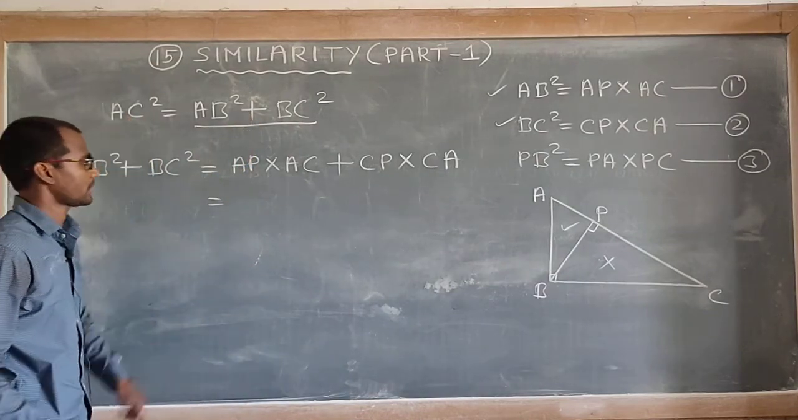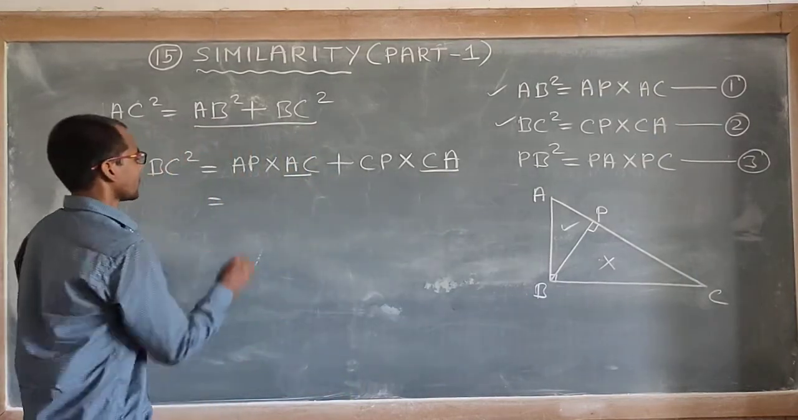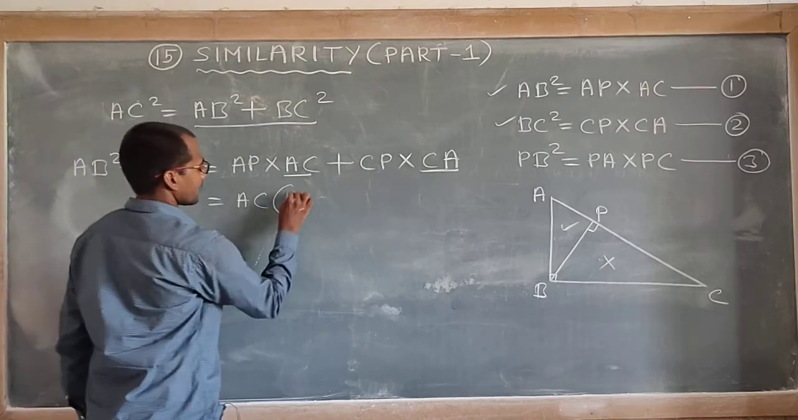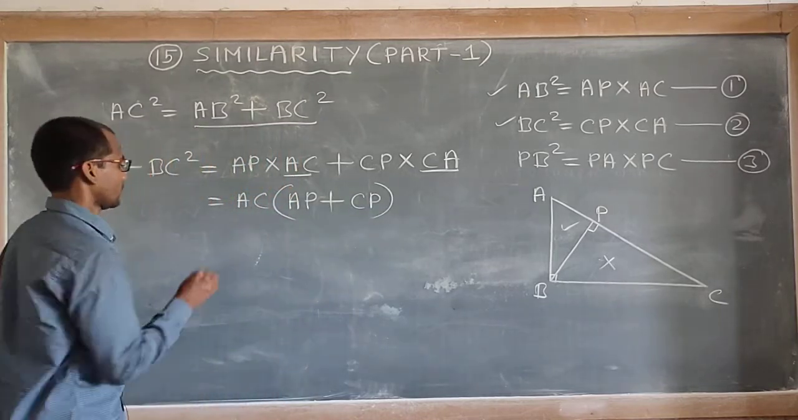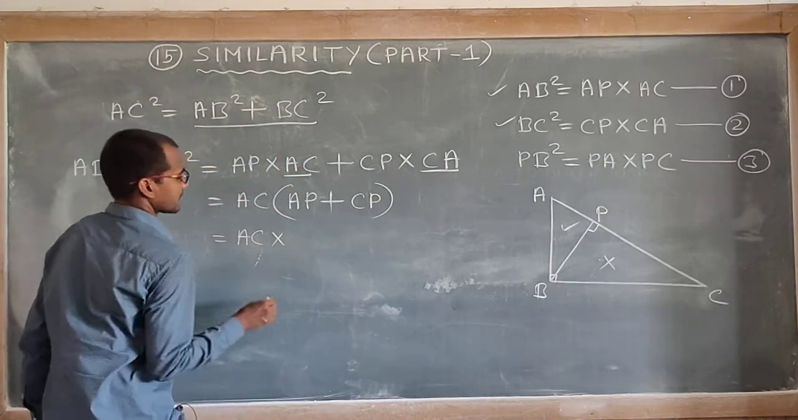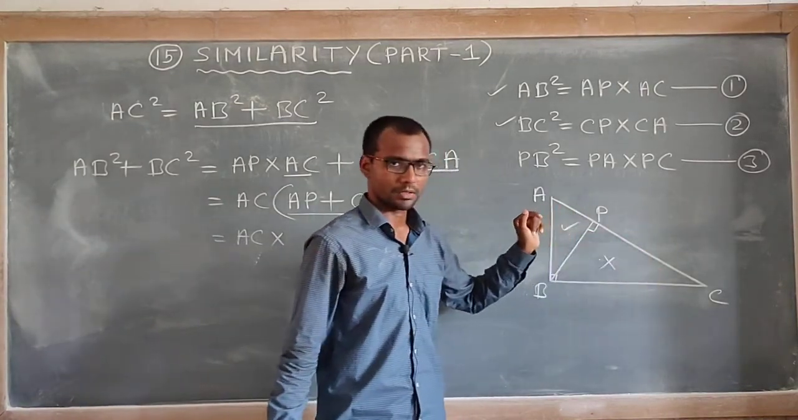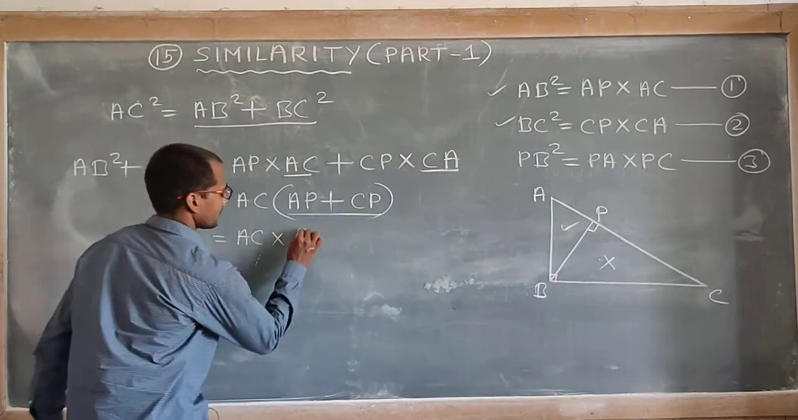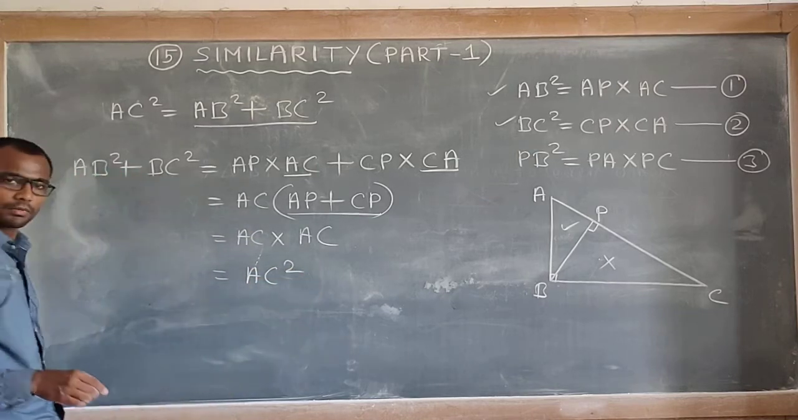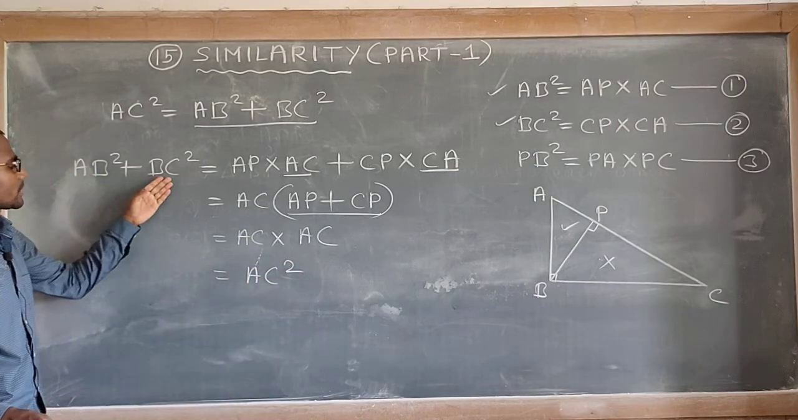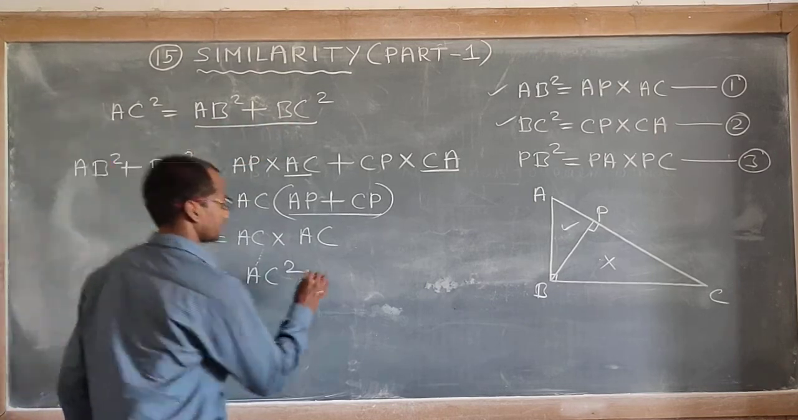So we have started from the right hand side and we will get the left hand side. What is common here? AC. So we can take AC common. The remaining is AP plus CP, which is equal to AC into, what is AP plus CP? Look at the diagram, AP plus CP is equal to AC. So AC into AC is AC square. So we got AB square plus BC square equal to AC square, which is Pythagoras theorem.